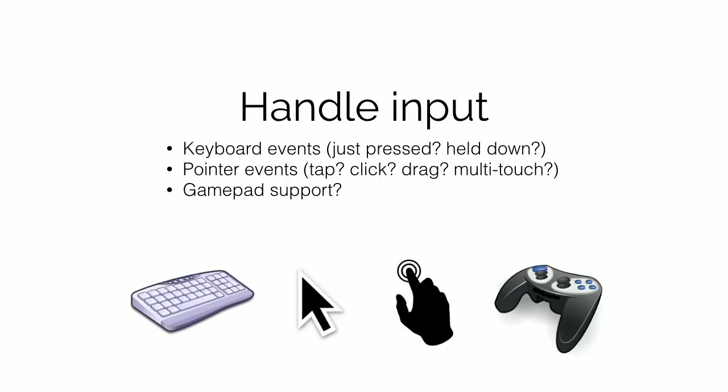We want pointer events, possibly. Where's the mouse? Or where am I tapping? Was it a tap and drag? Was it a tap and hold? Was it a double tap? Is it multi-touch? And maybe even gamepad support. We've got an HTML5 gamepad API now. So maybe we want to plug in a gamepad to our game. All that's possible, and we can totally work with all this stuff.